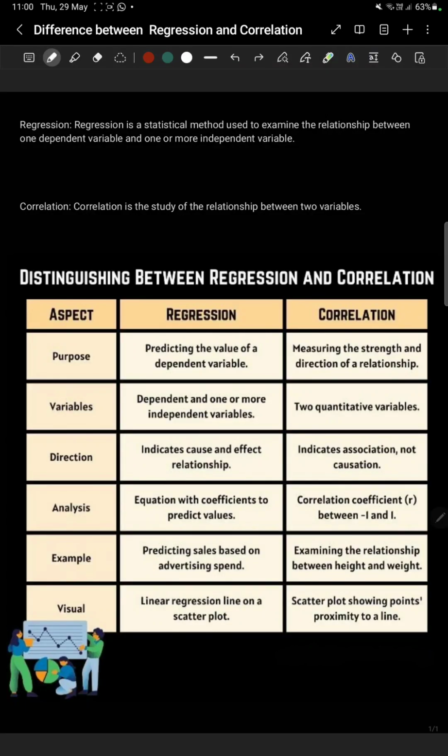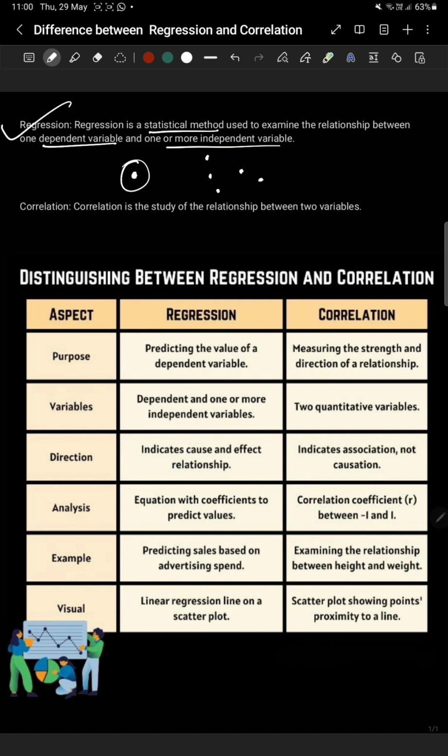So let's understand regression and correlation. The definition of regression is a statistical method used to examine the relationship between one dependent variable and one or more independent variables. So you have one dependent variable, and you have one or more independent variables.